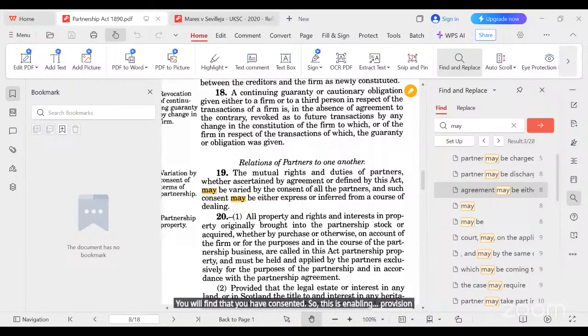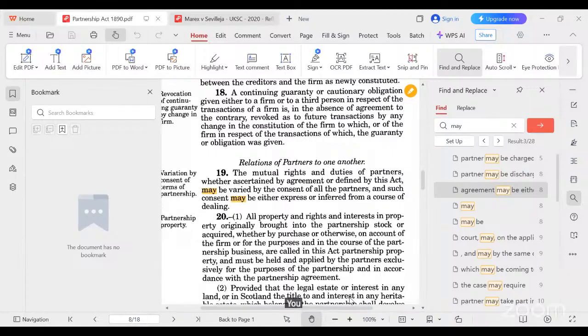And this is one of the most important sections of partnership law. The fact that all rights and duties are negotiable. That is what it means, negotiable. So if you are finding yourself in a position of partnership, nothing is sacrosanct in partnership law. You are seeing it from section 19.